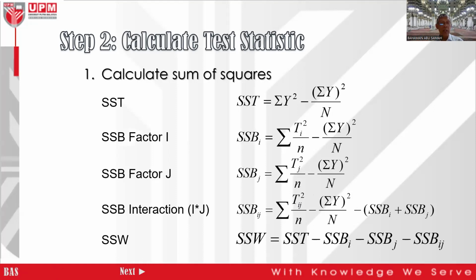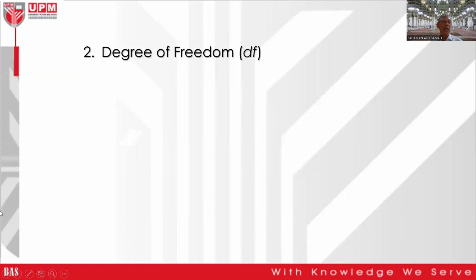In one-way analysis of variance, we have only one sum square between and then sum square within. Is that right? But here we have to split the sum square between for factor 1, factor 2, and interaction between factor 1 and factor 2. Once we have these 5 sums of squares, total, sum square between for factor 1, sum square between for factor 2, sum square between for interaction, and finally sum square within, then we can calculate the degree of freedom, because in order to calculate the mean square, we need to have the degree of freedom.